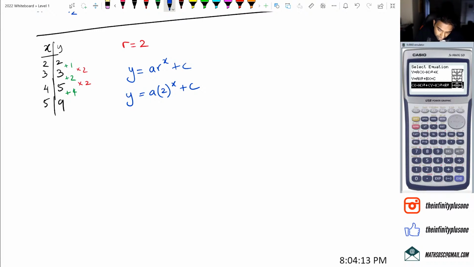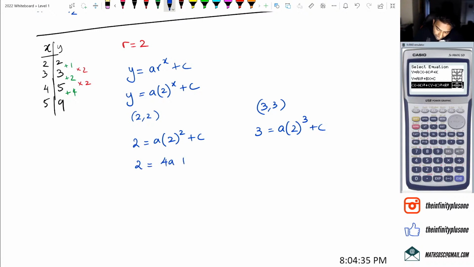The first point I'm going to use is 2, 2. So when I use 2, 2, I get 2 equals A times 2 to the power of 2 plus C. And in here I've got 3, 3. So I've got 3 equals A times 2 to the power of 3 plus C. So my equation is going to be 4A plus C equals 2, and then 3 is equal to 8A plus C. I stack them on top of each other, so I've got 8A plus C equals 3, and 4A plus C equals 2.